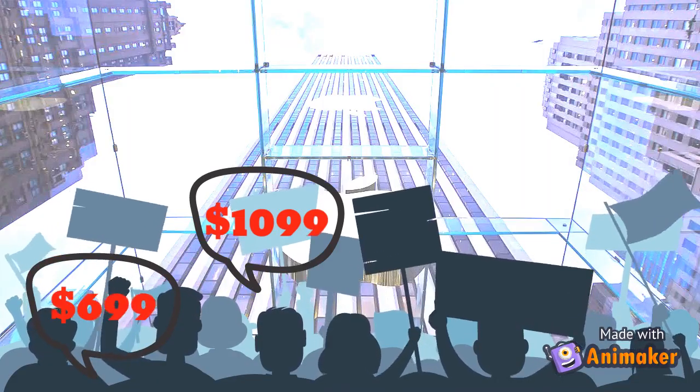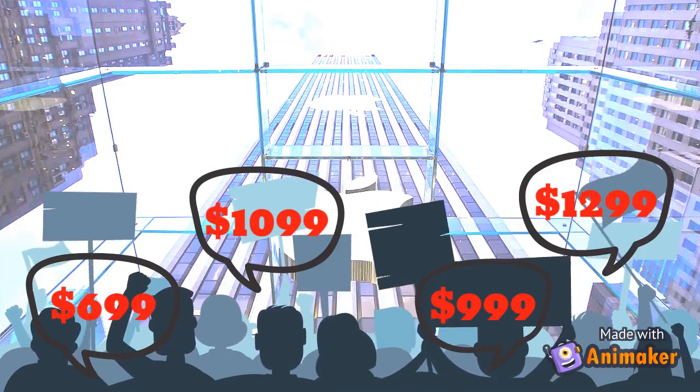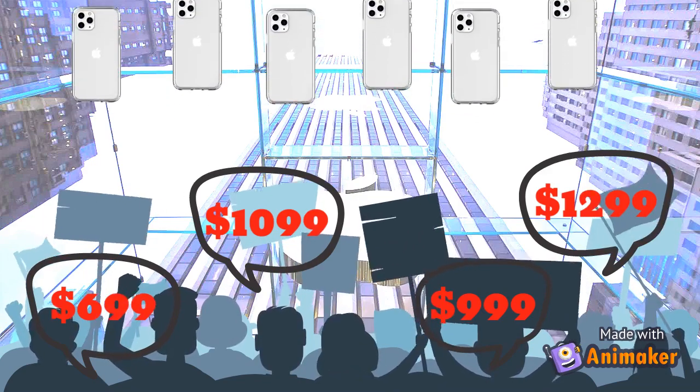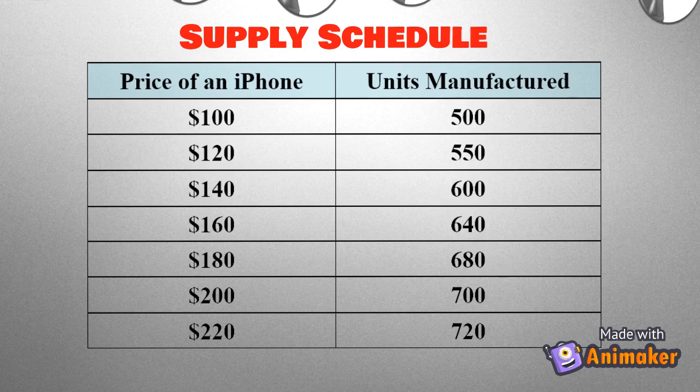Customers pay for iPhones. So if you're willing to pay more for an iPhone, Apple will be willing to manufacture more iPhones. Why? To earn profit. Let's understand this with an example. Here are the prices of iPhones and the quantity supplied. When the price of an iPhone is $100, Apple manufactures 500 phones. As people are willing to pay more, say $120, Apple manufactures even more phones, say 550 phones, to earn more profit. This trend continues where increasing prices indicate higher supply.